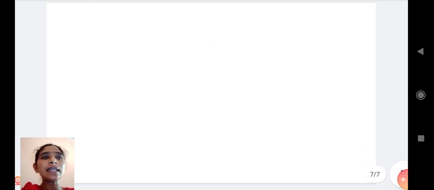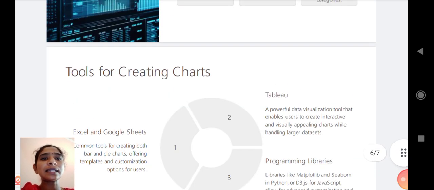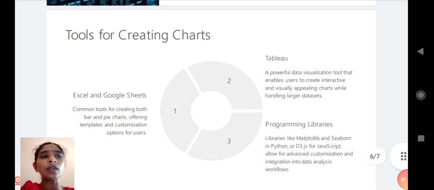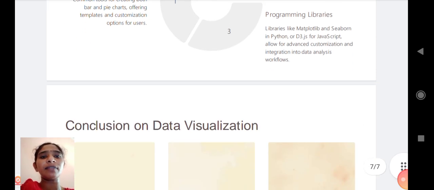The next thing is the tools we use for creating the charts. As we saw in the last class, in the Excel sheet, in the insert tab we choose the bar chart and pie chart to display the values in image format. The same can be done in Tableau, and also in Python or programming. These are all the tools for creating charts to represent information.